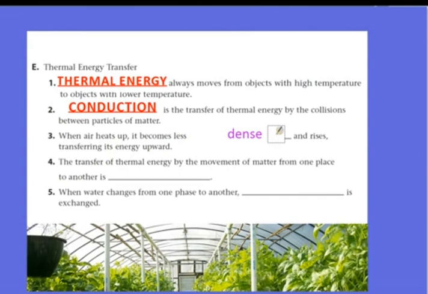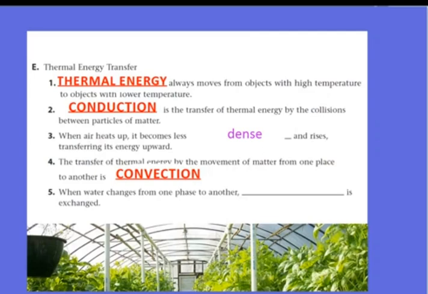Now, the transfer of thermal energy by the movement of matter from one place to the other is what we call convection. And a lot of the thermal energy transfer on Earth is actually through convection. A lot of your ovens are what we call convection ovens, because the elements get really, really hot, and it heats up the air, and the air starts circulating from more dense to less dense, and so on and so forth, which causes the temperature to rise throughout the entire area of the oven, causing it to bake.